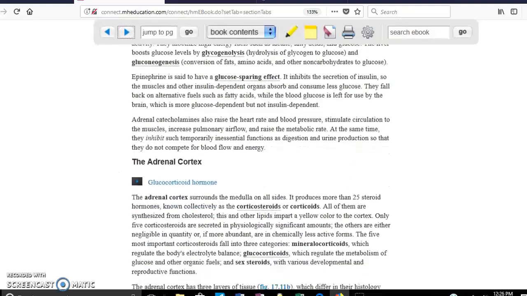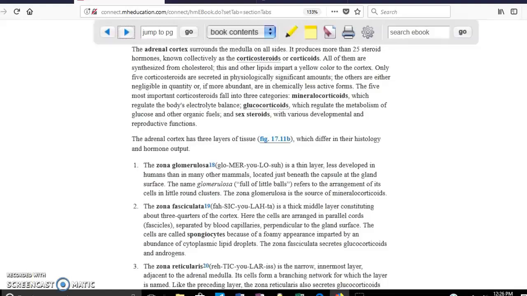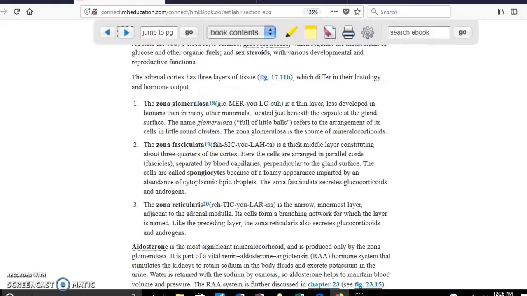Okay, the next area is the adrenal cortex, where we said we have 3 different zonas: zona glomerulosa, zona fasciculata, and zona reticularis. And each one of these areas is going to produce different hormones.